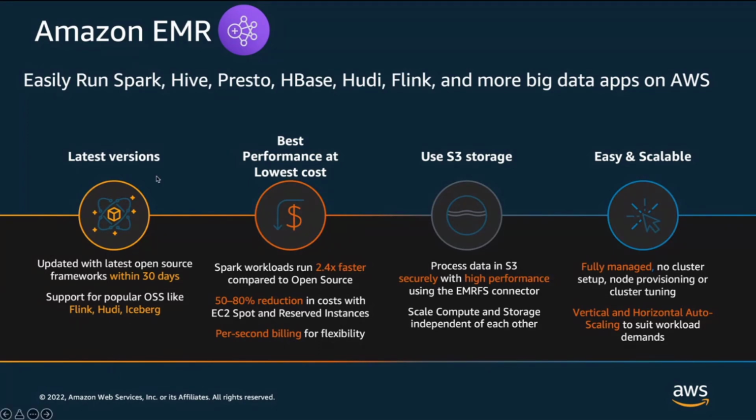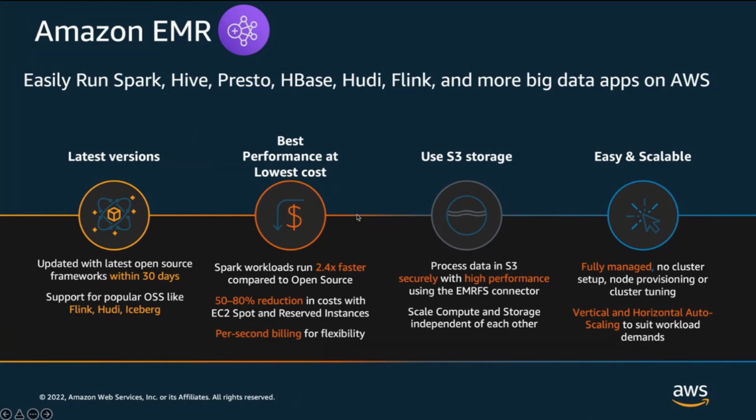The good thing about using Amazon EMR is that you can use the latest versions very easily. We have almost 21 open source projects which run on Amazon EMR. Whenever any new version comes for those services, you can get those open source frameworks within 30 days. That's the beauty of using Amazon EMR. You don't have to worry about what is running in the market. You can have those in EMR itself within 30 days.